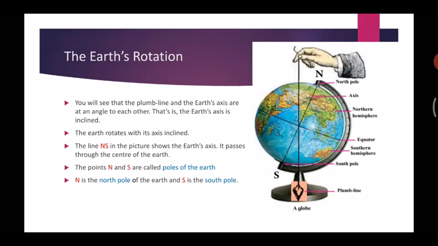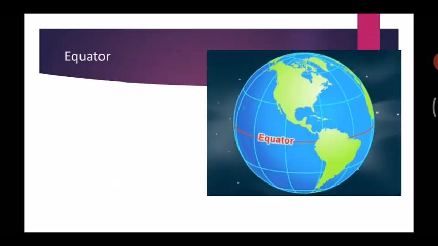Now the line NS in the picture shows the Earth's axis. It passes through the center of the Earth. You can see now it's passing through the center of the Earth. Now the points N and S are the poles of the earth. They are called the poles of the earth. N is the north pole of the earth and S is the south pole of the earth. Let's move to the next slide.